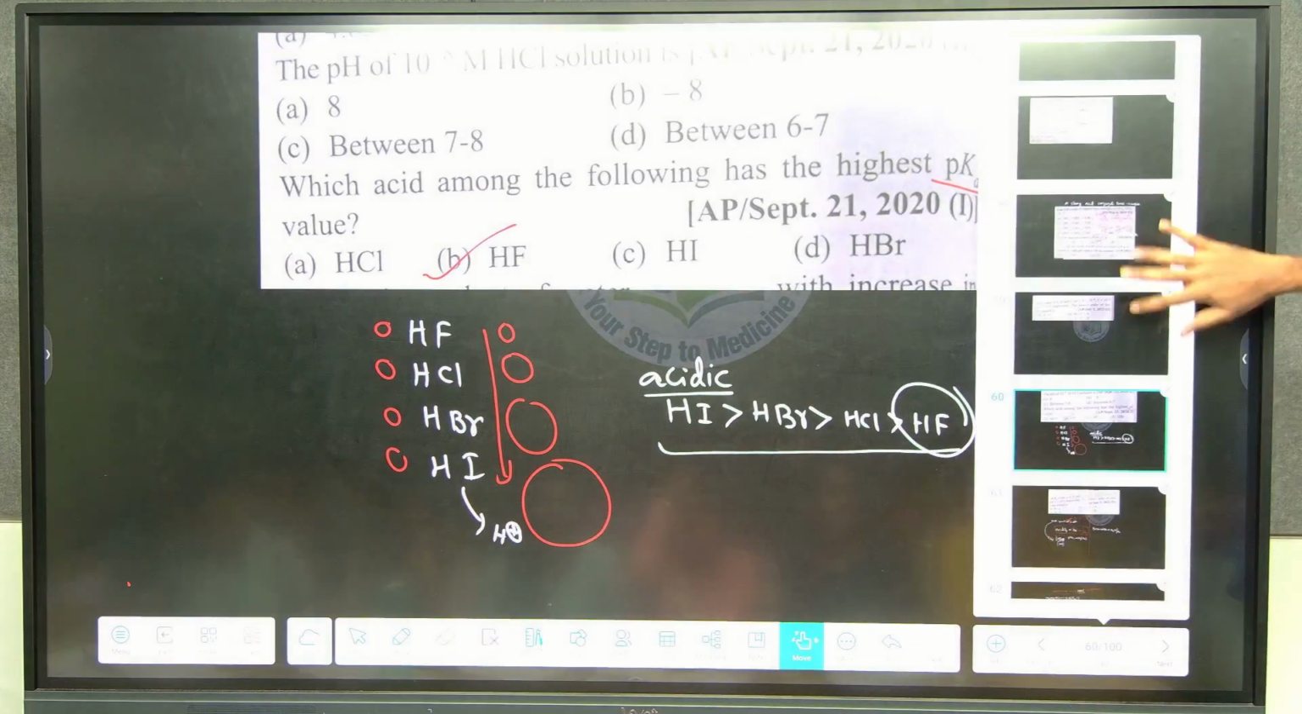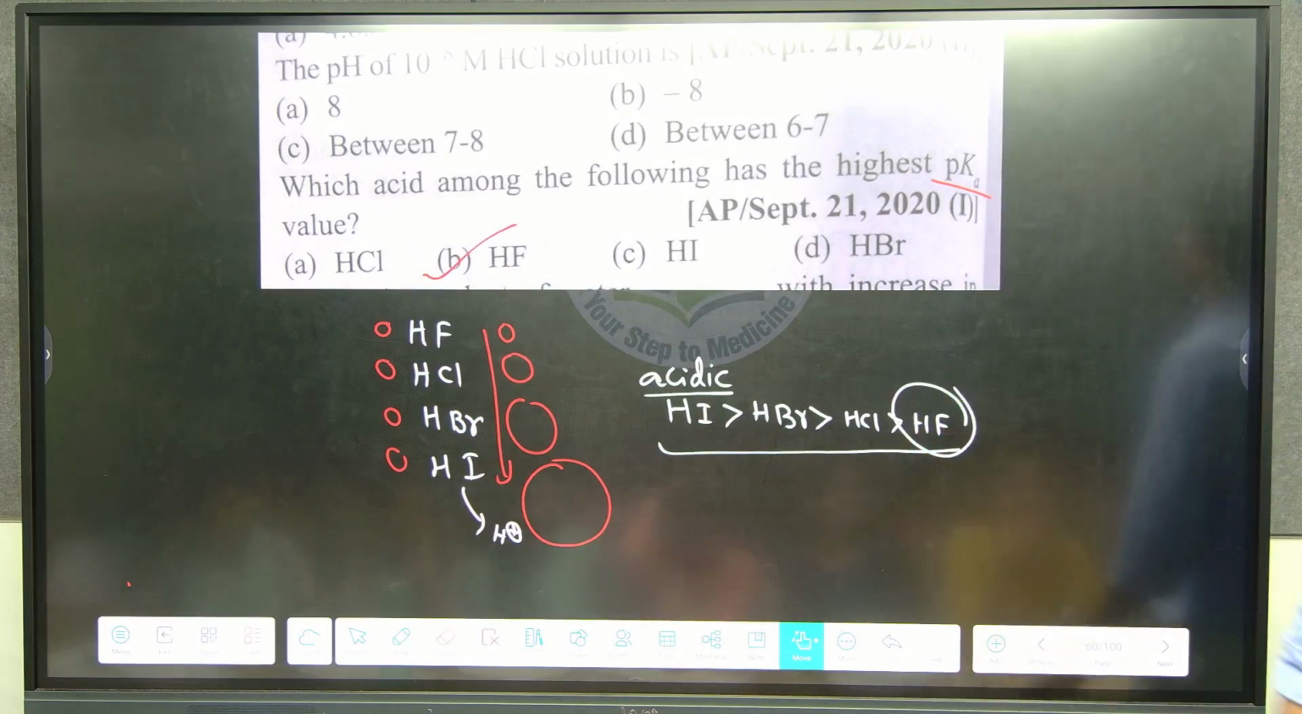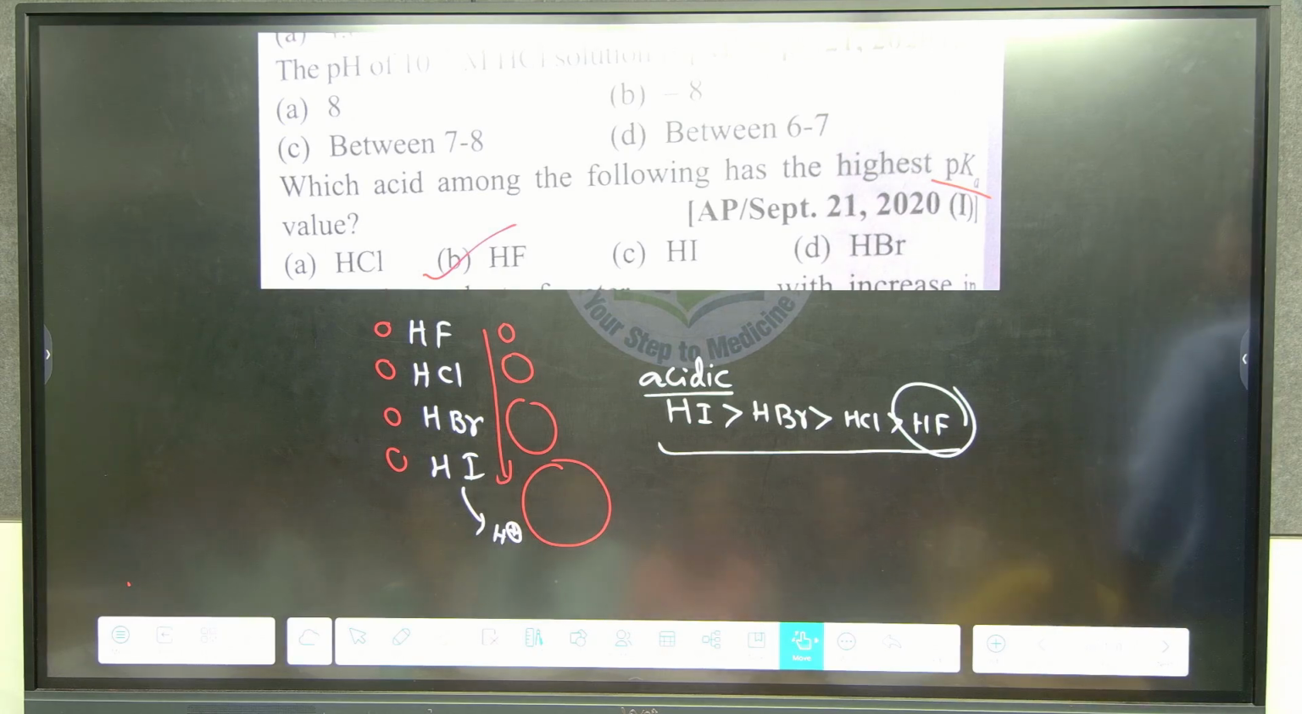Next one. You know buffer solutions? Never heard buffer solution? Yes. So I will tell you one simple.